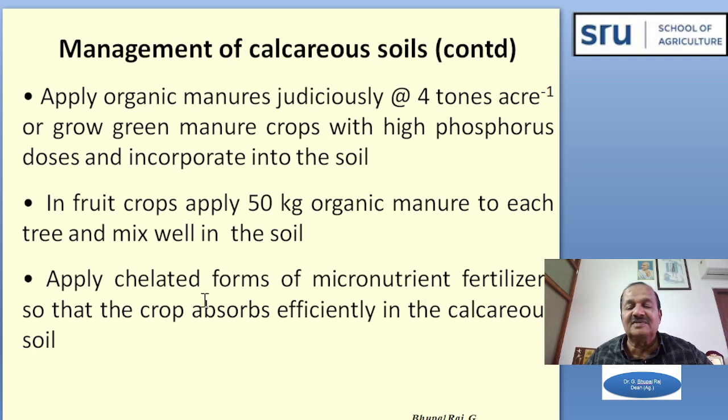In calcareous soils, if you apply a normal dose of micronutrients, like iron sulfate or zinc sulfate, normal applications, it will not work well. We have to use chelated forms, chelated zinc, chelated iron. So these chelated forms of micronutrient fertilizers should be used for soil application as well as for foliar application in calcareous soils.